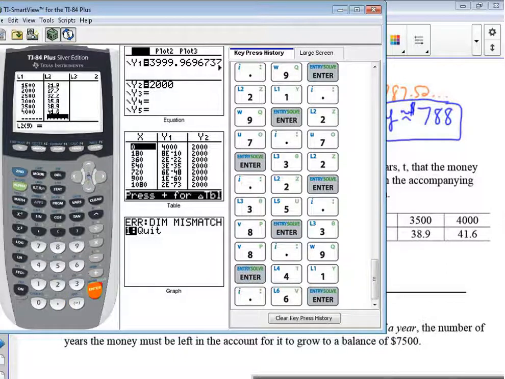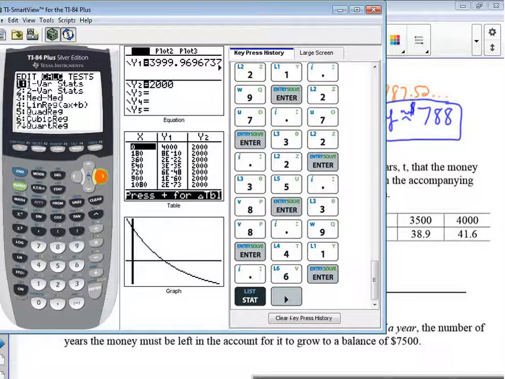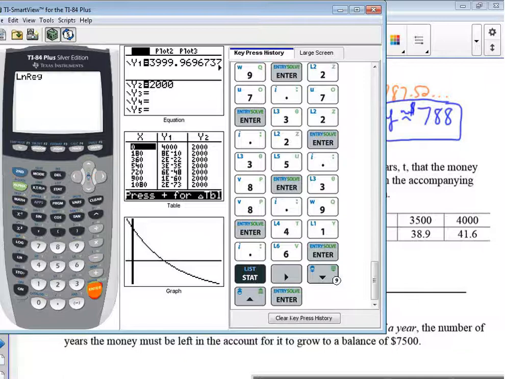You could probably pause and fast forward through this part of me entering that data in. All right, so I'm going to go to stat, calc. Now, it said a logarithmic. Okay, use a logarithmic. So the logarithmic is ln. We have to arrow down to it. There it is, number 9.